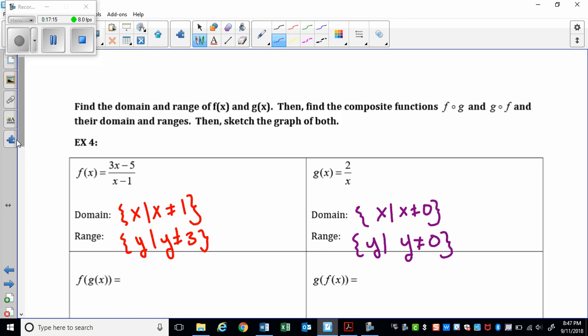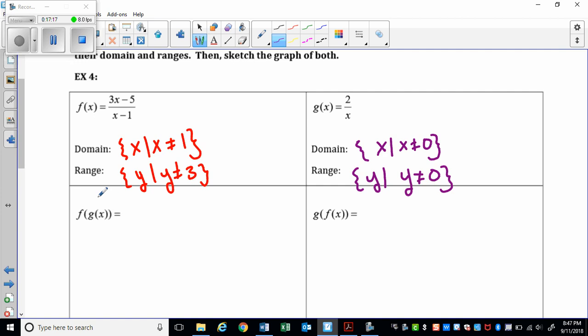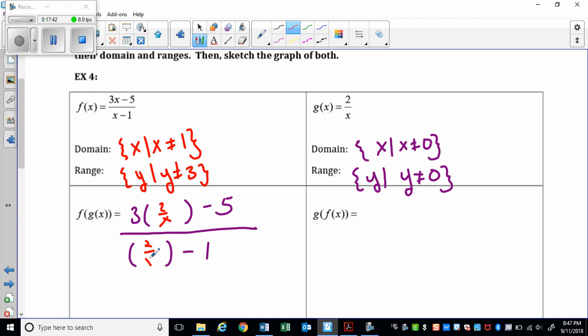Alrighty. So I'm going to actually just input the g of x into the f of x. So I'm going to take the 2 over x and I'm going to substitute it in anytime I have an x. So this is going to be 3 times, minus 5, I just do it this way so I don't forget anything, and then my g of x minus 1. And now I'm just going to input g of x. G of x is 2 over x. So 2 over x and then 2 over x minus 1.